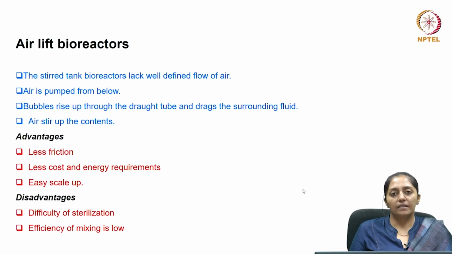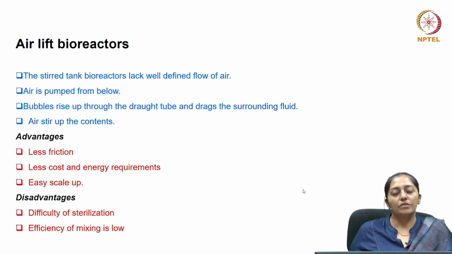Most frequently used reactor design involves stirred tank reactor configurations, but depending on certain requirements, airlift reactors have been introduced. For example, the stirred tank bioreactors lack well-defined flow of air. In airlift reactors, the air is pumped from below and the bubbles as they rise up through the draft tube drag the surrounding fluid and on the way stir up the contents. Airlift reactors include less friction, less cost and energy requirements, and easier scale up.